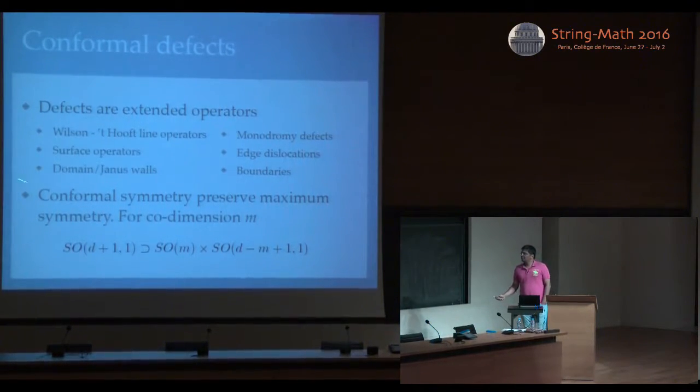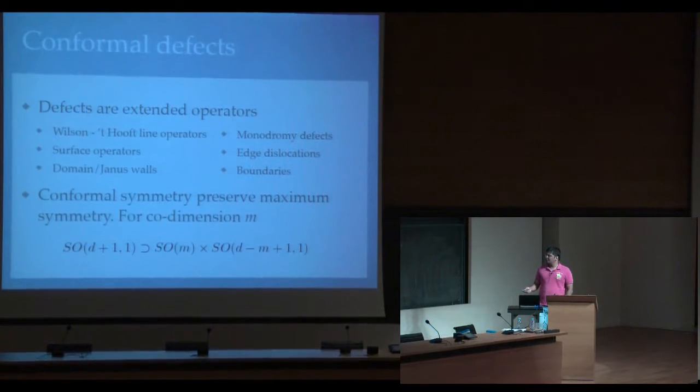So in this talk, I'll be interested in a rather symmetric class of defects, what I call conformal defects. These are defects that preserve the maximum symmetry. So for example, if you have a codimension M defect in a d-dimensional CFT, I want to preserve this particular subgroup of the full conformal group. This SO(M) is the rotational symmetry transverse to the defect, and SO(d-M+1,1) is the conformal action in the directions parallel to the defect.